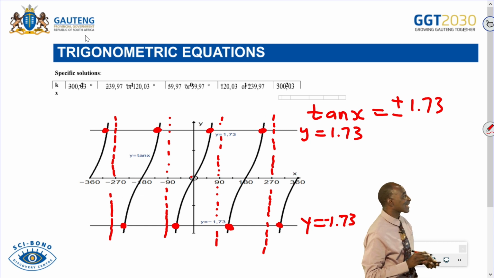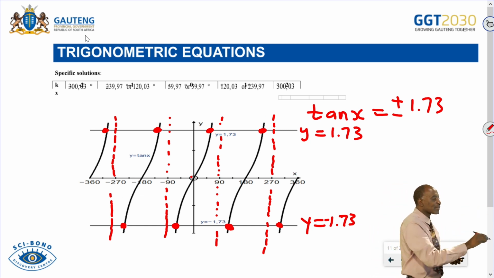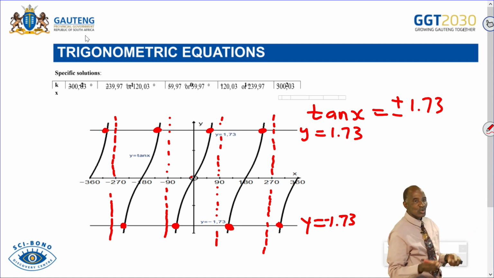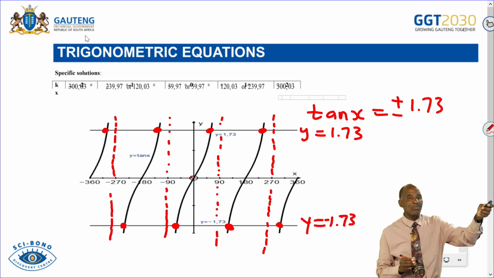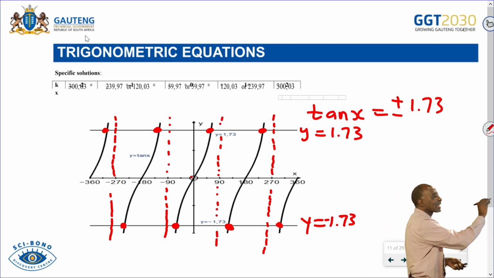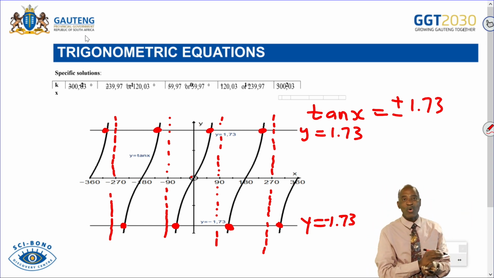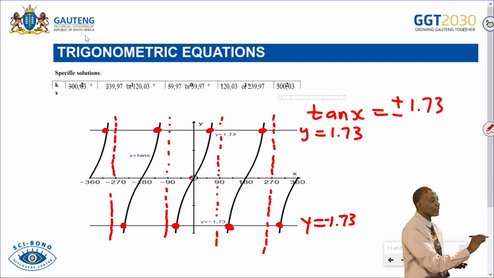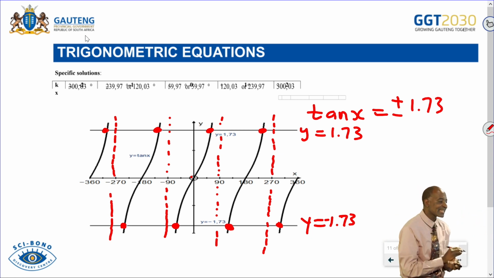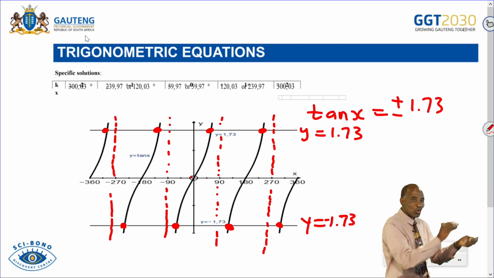We then sketched our tangent graph as shown here, then drew our lines of asymptotes, the lines which the graph does not cross. Then we drew our two lines, y equals 1.73, which is a line parallel to the x-axis, cutting the y-axis at 1.73. Another one will cut the y-axis below the x-axis at negative 1.73.